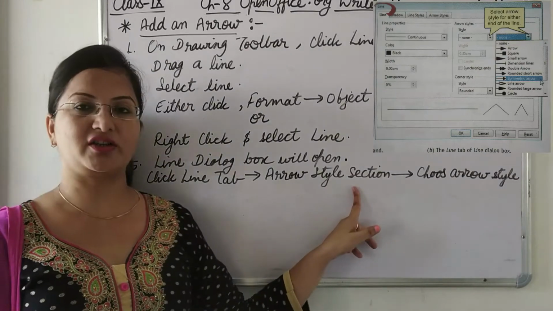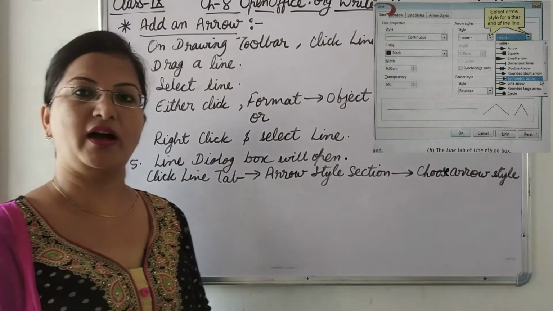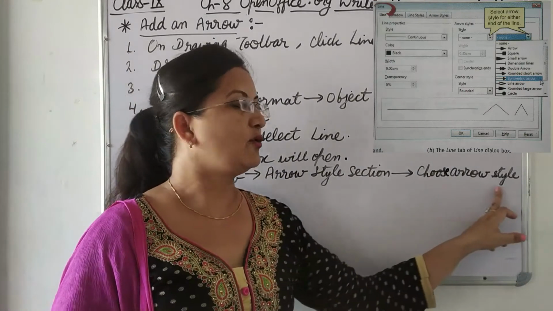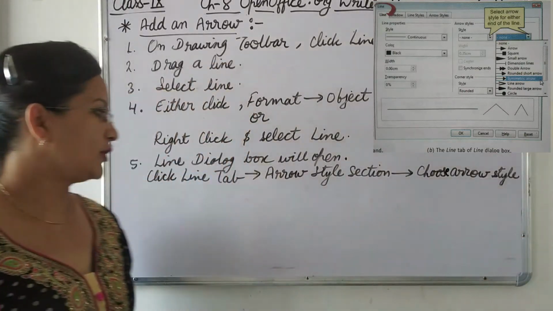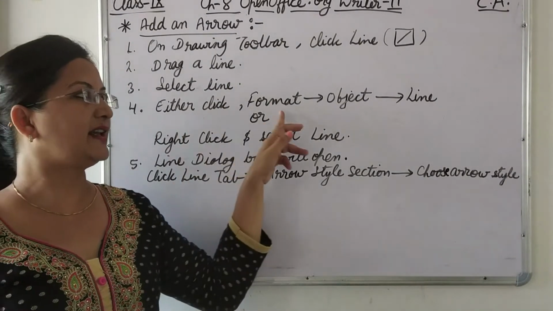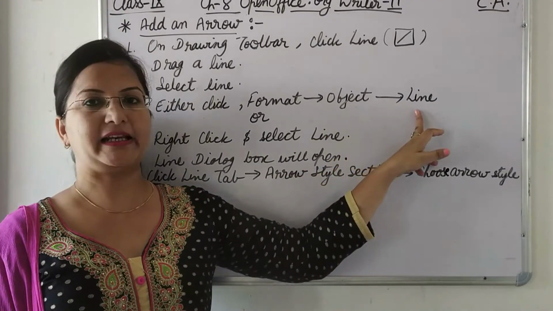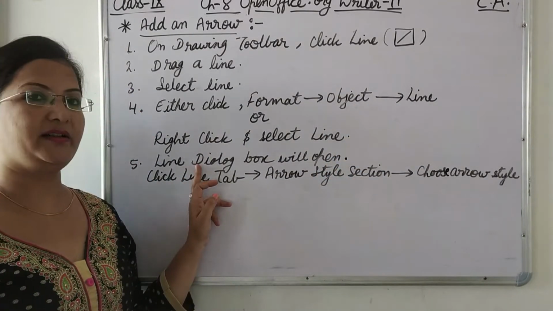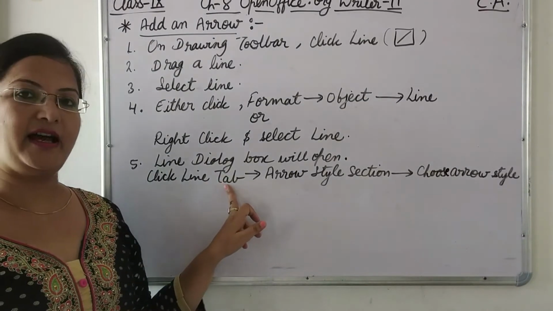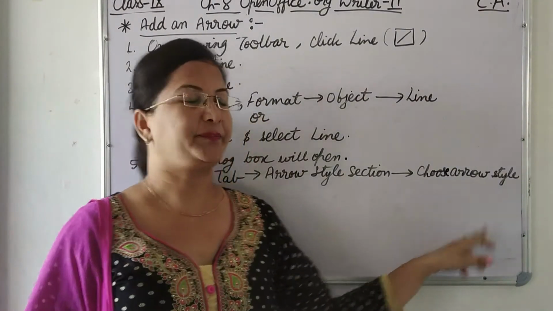There will be an arrow style section on the right side. From there you have to choose the arrow style. Got it? What we have to do? Select the line, then click on format in the menu bar, then click object, then click line. The line dialog box will appear. Then click the line tab. In the arrow style section, you have to choose the arrow style.